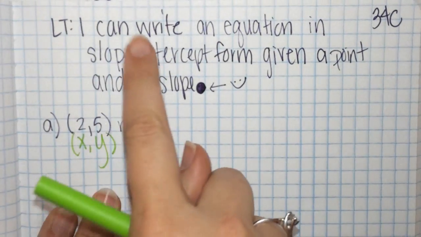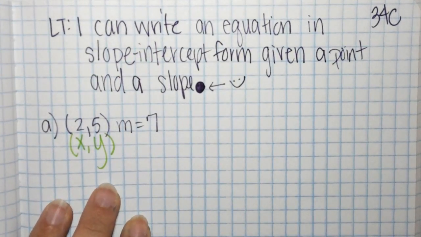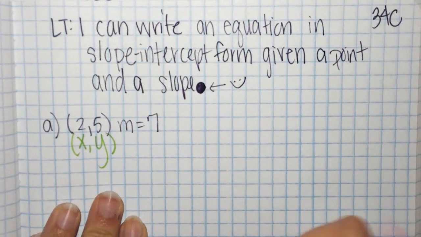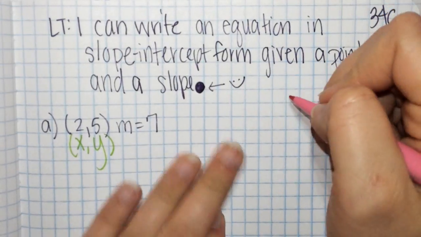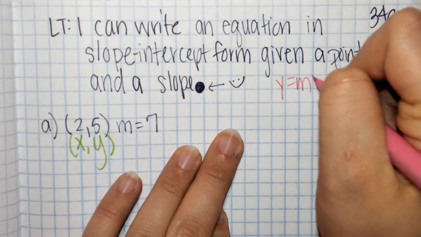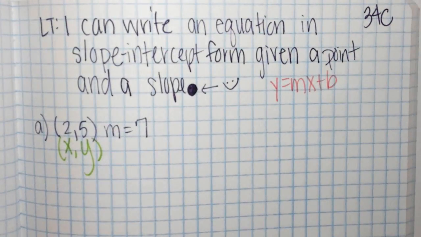Now, what are we writing in? Slope-intercept form. And what is slope-intercept form, Tater Tots? Look at us go. If you said y equals mx plus b, give your team a point.